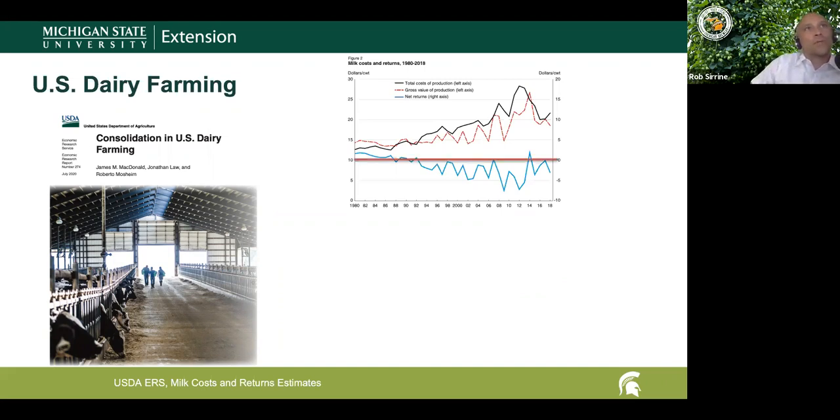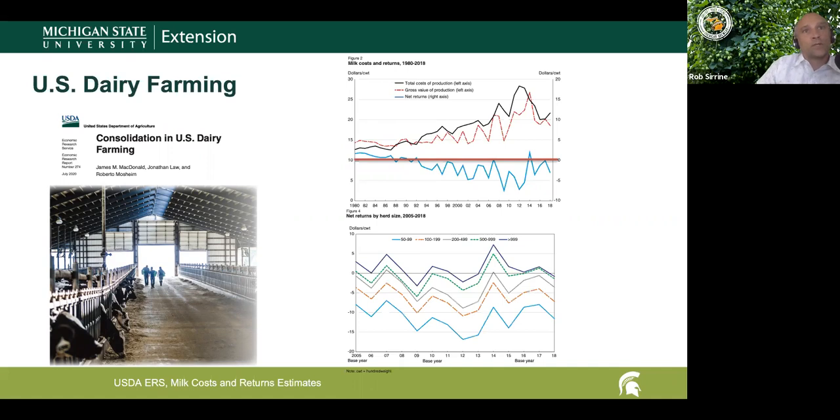This chart shows milk costs and returns per hundredweight, 1980 to 2018, and the blue line is the net returns. And the red line that I just put across the middle is breaking even. So from 1988 all the way through, except for 1 year here, the net returns were below zero for dairy. And this just shows by scale. So everything below this line, small dairy herds, 50 to 99, 100 to 199, 200 to 500, and really the only ones that had net income above zero, during certain years, were these larger operations.